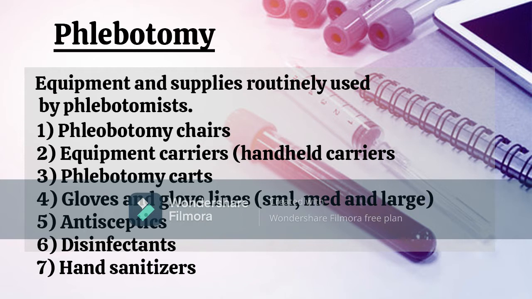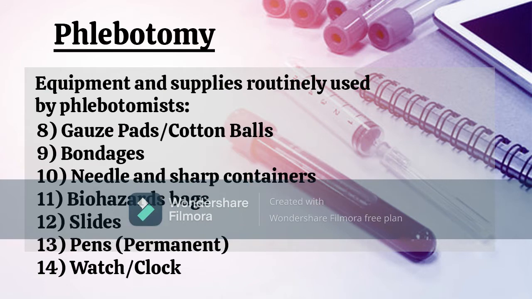Equipment and supplies routinely used by phlebotomists. 1. Phlebotomy chairs. 2. Equipment carriers. 3. Phlebotomy carts. 4. Gloves and glove liners, small, medium and large. 5. Antiseptics. 6. Disinfectants. 7. Hand sanitizers. 8. Gauze pads and cotton balls. 9. Bandages. 10. Needle and sharps containers. 11. Biohazard bags. 12. Slides. 13. Pens, permanent. 14. Watch or clock.